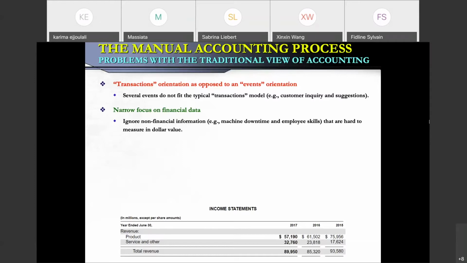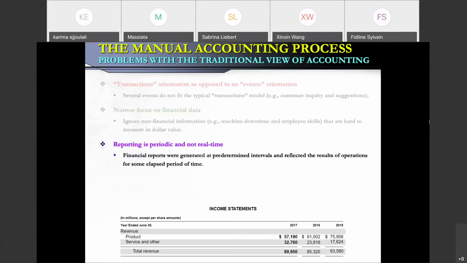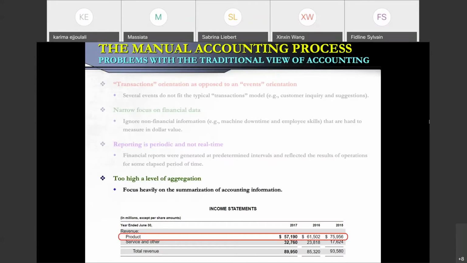Another point that we need to make is that this is important, right? This report is periodic. 10Q is probably more frequent than the 10K, but think about it, it's only reported four times a year. It's still not real time. And also it's very high level and aggregated. You cannot tell what kind of product they are selling. From this income statement, we cannot tell what kind of product they even produce.